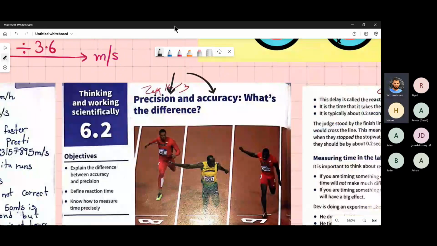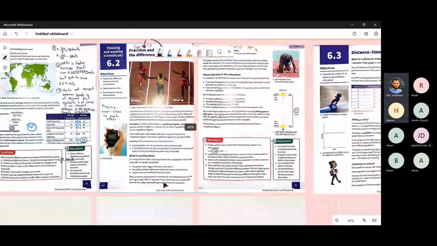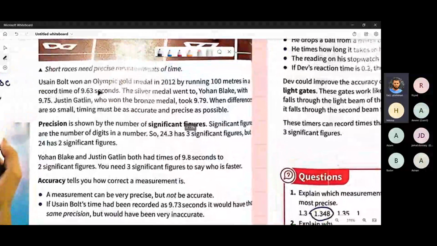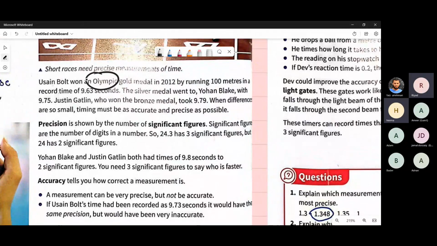Now let's quickly go on. I will not go into too much theory. They are giving some story about the Olympics. You guys know the Olympics? Usain Bolt. You have seen him, huh? Usain Bolt. Yes.